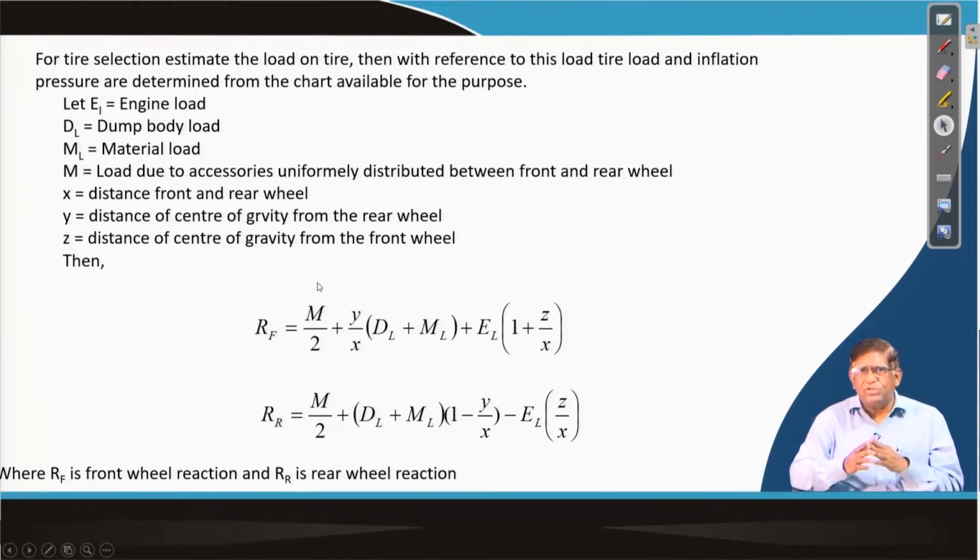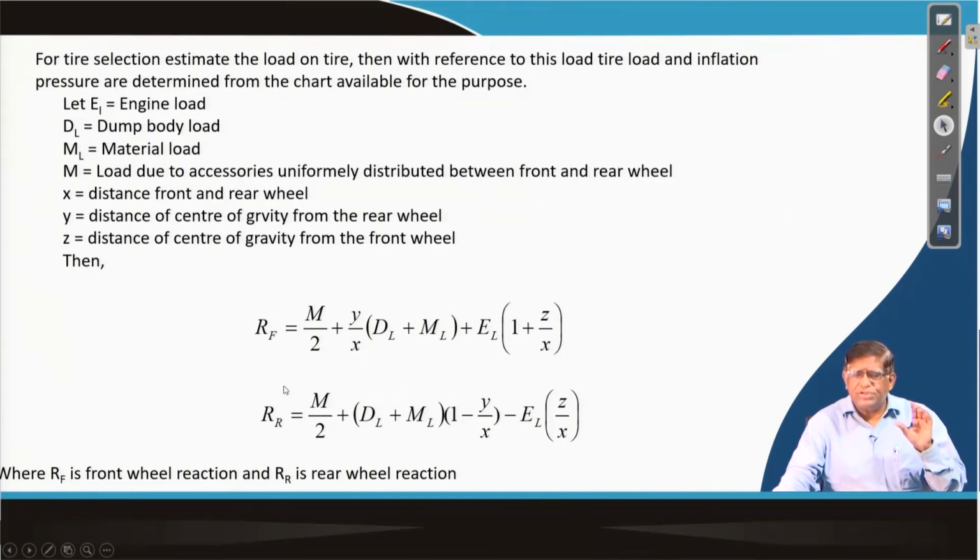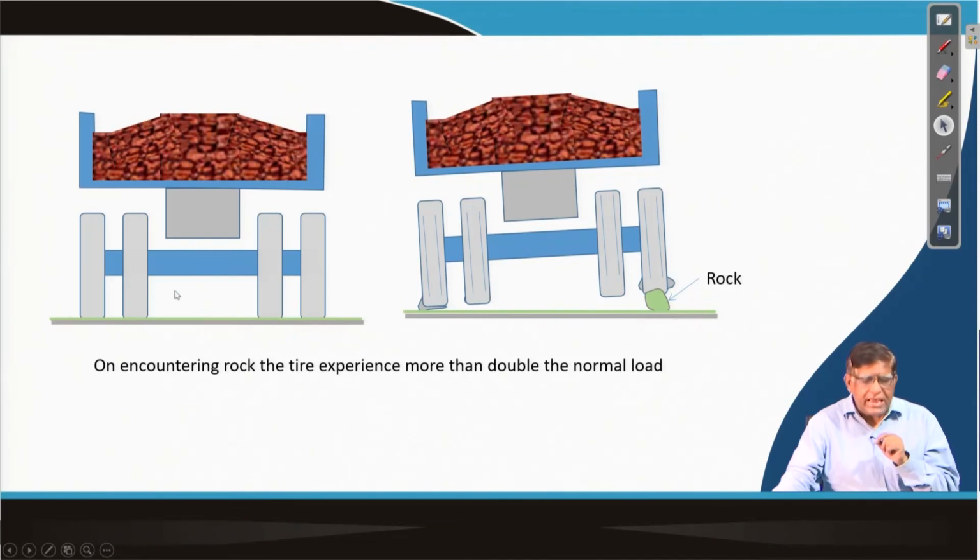Similarly, another thing you must know is the overall truck load, that is, how much reaction will be coming on the front wheel and the rear wheel. This will depend on the total load and the accessories, and the distance between the front and rear wheel, that is, the wheelbase length. When you determine these normal reactions, it is important, because the total load should get distributed to all tires equally.